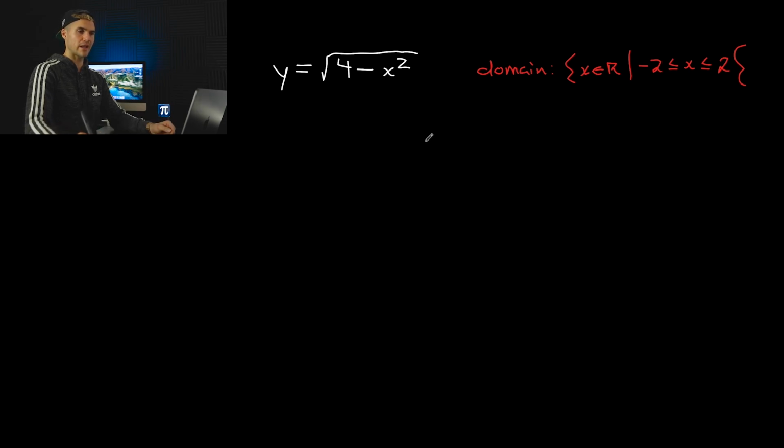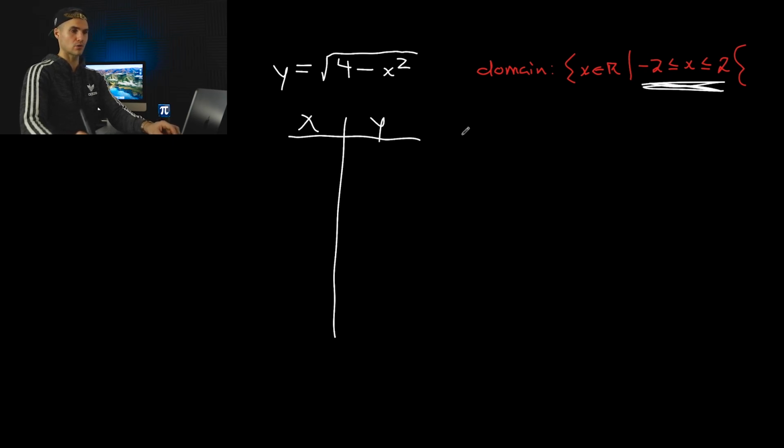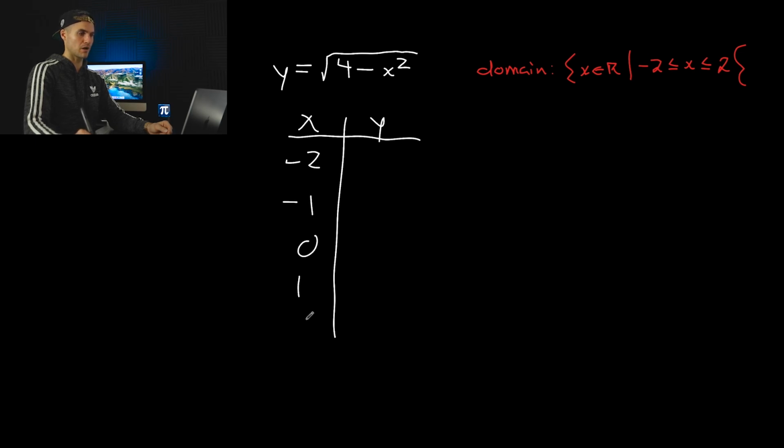And so for the range, as usual, let's make a table of values. Now we only have to make one table of values because there's only one interval that we are working with. So let's start at -2, and then let's just do -1, 0, +1, and then we end at +2. If we plug in -2, 4 minus 4 is 0. If I plug in -1, -1 squared is 1, 4 minus 1 is 3, so we get square root of 3. If I plug in 0, 4 minus 0 is 4, square root of 4 is 2, and then it's going to be symmetric like that.